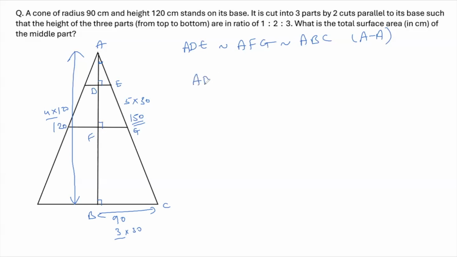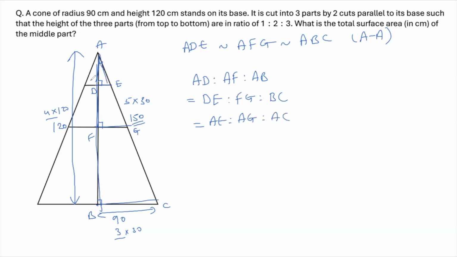So AD is to AF is to AB, this ratio, AD, AF, and AB, the ratio of the heights of the three cones will be equal to the ratio of DE is to FG is to BC. The ratio of the radii of these three cones will be equal to AE is to AG is to AC, the ratio of the slant heights of these cones.